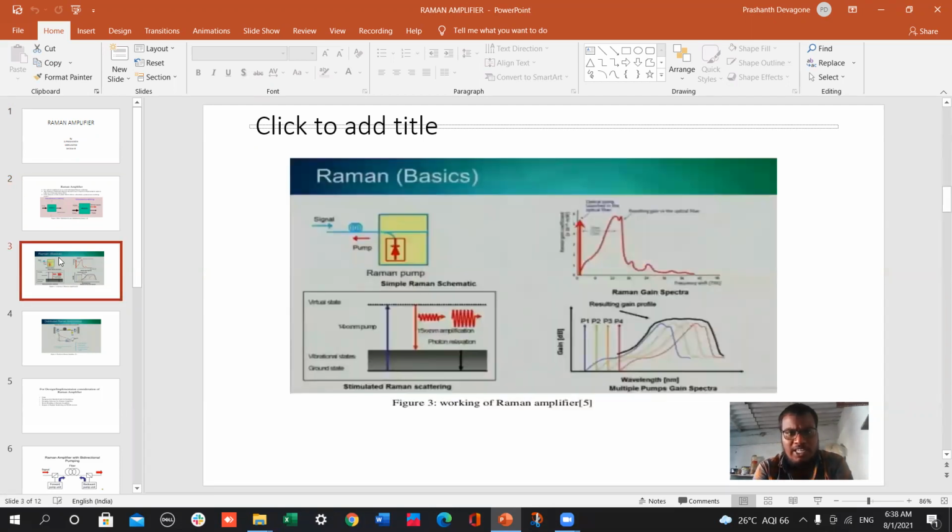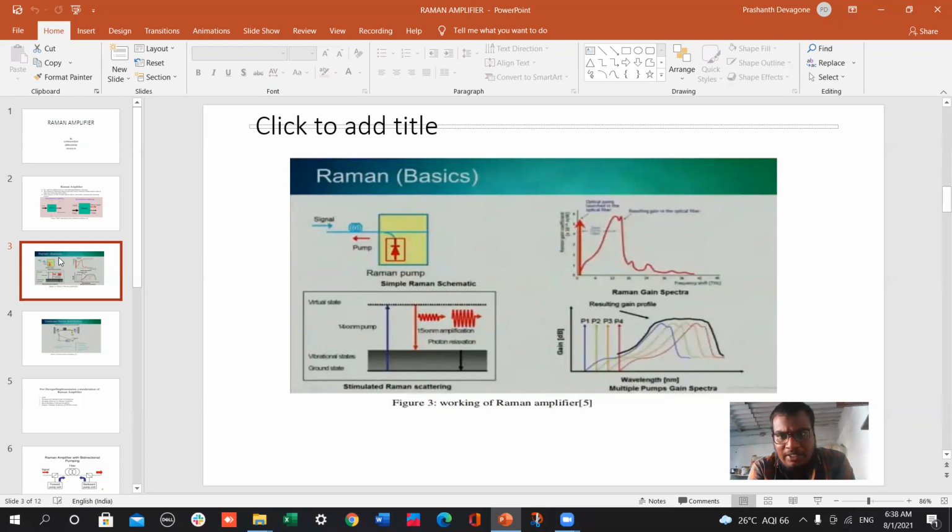This is the Raman basic diagram. First it has a signal, and built in it has pumping, which is called Raman pumping, and below that it is a virtual state for stimulated Raman scattering.